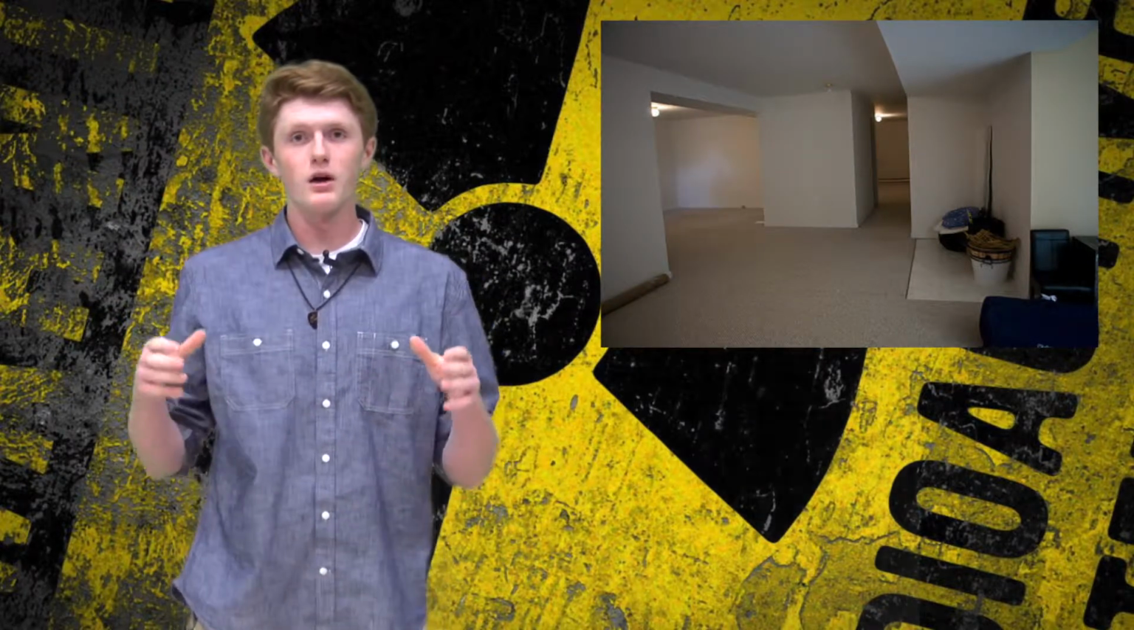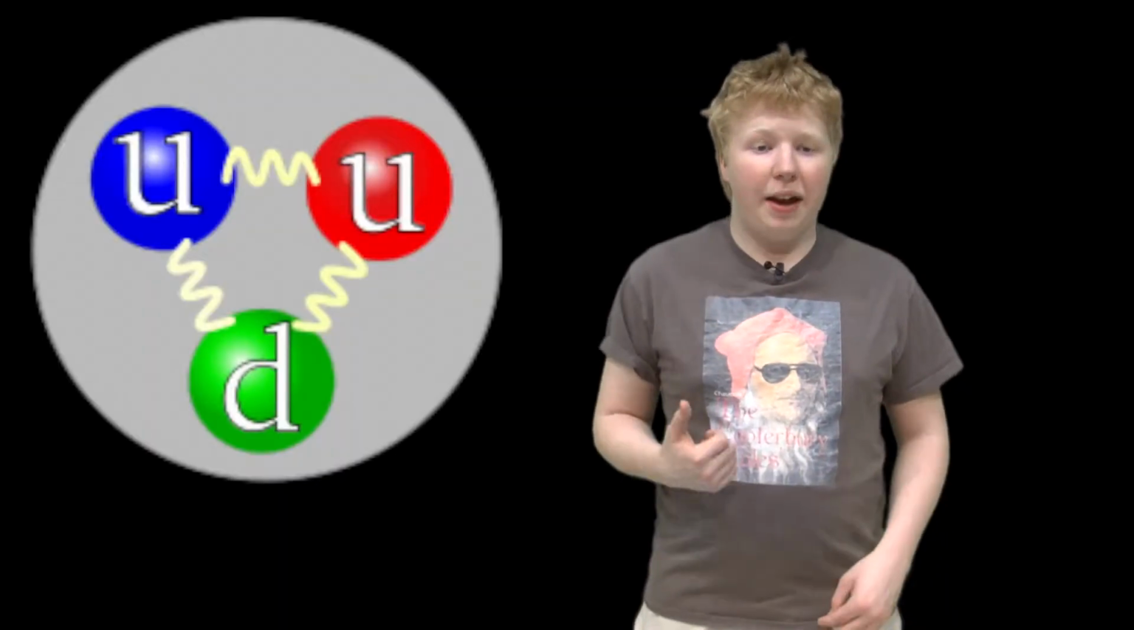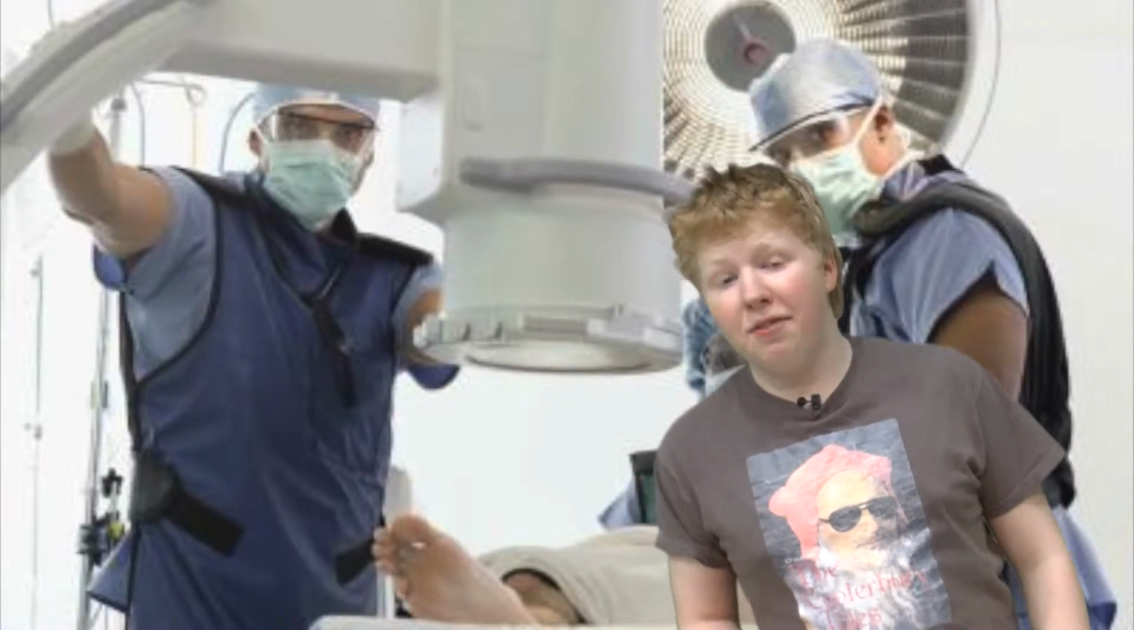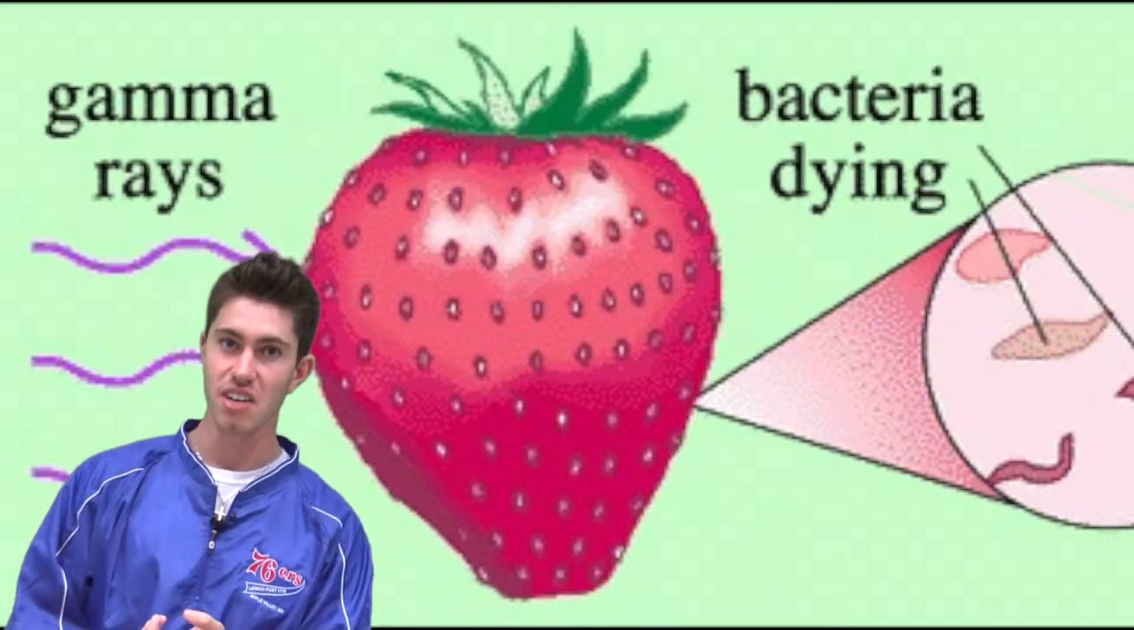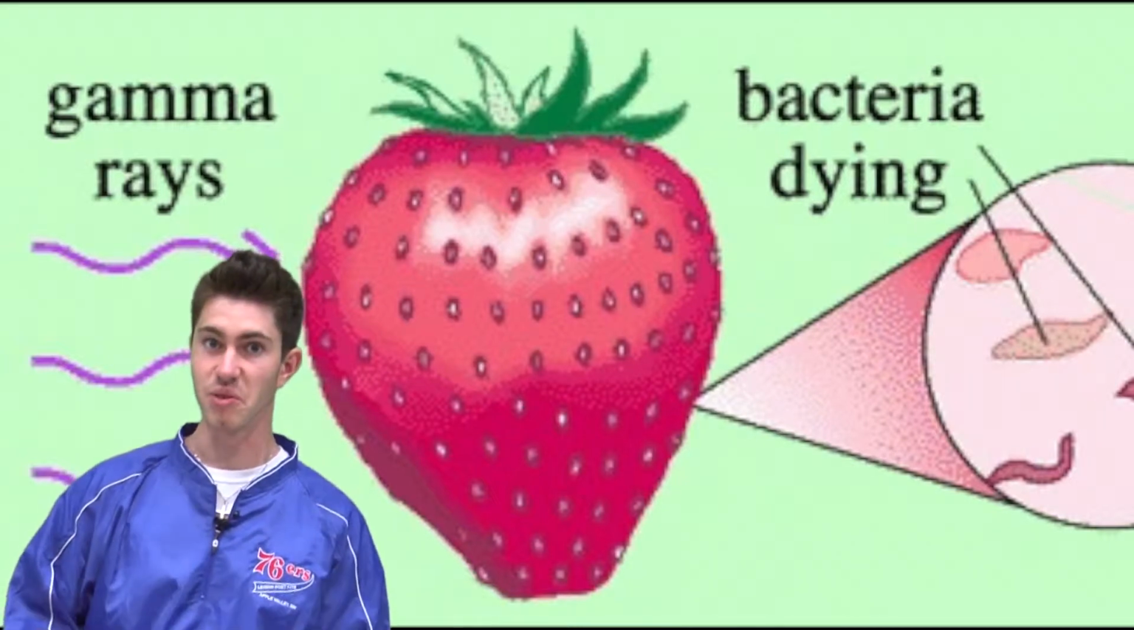The atom is made up of mostly empty space. Quarks are the smallest part of the atom. Radiation isn't always bad for you. And there's even something called the irradiation of food, and that's with the everyday food that we eat.